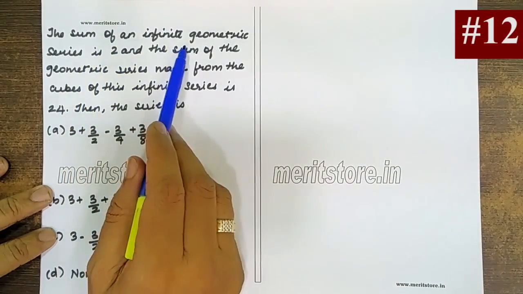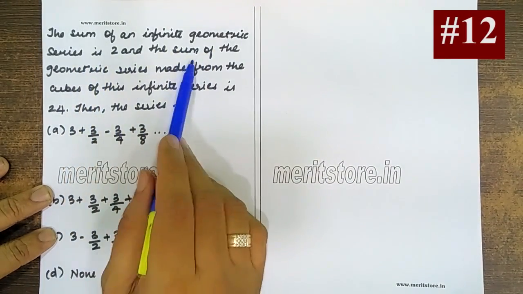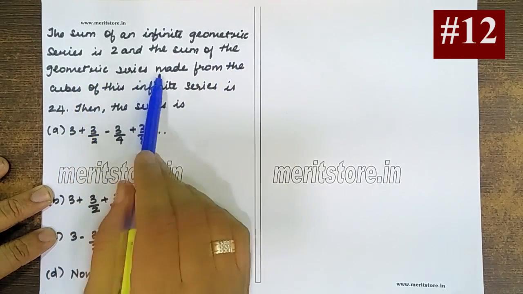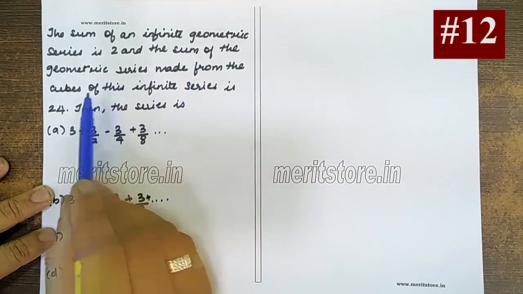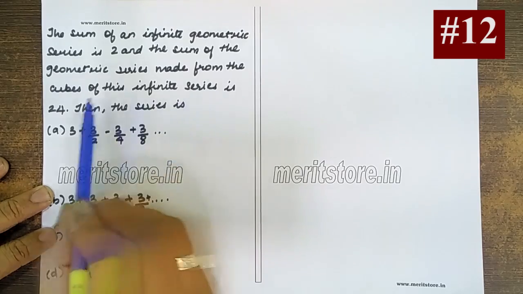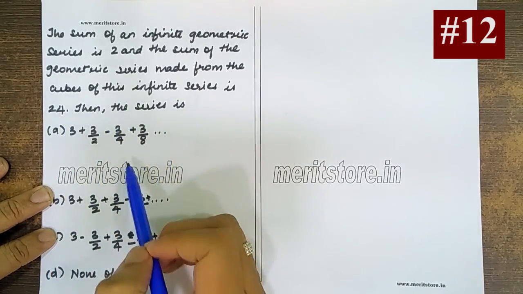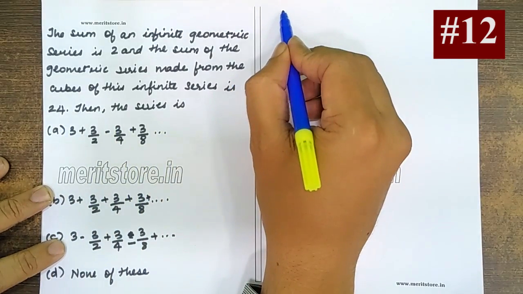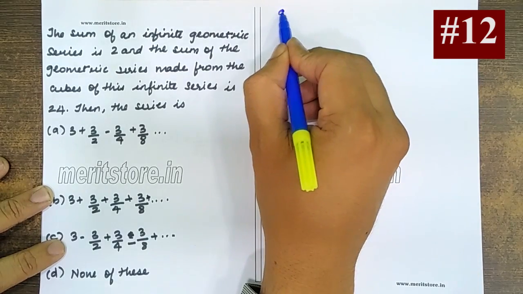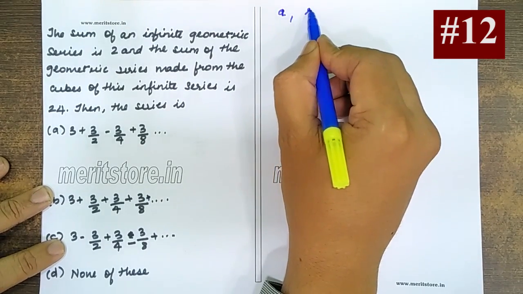The sum of an infinite geometric series is 2 and the sum of the geometric series made from the cubes of their infinite series is 24. Then the series is. Now first of all we'll assume let the first term be A and common ratio be R.